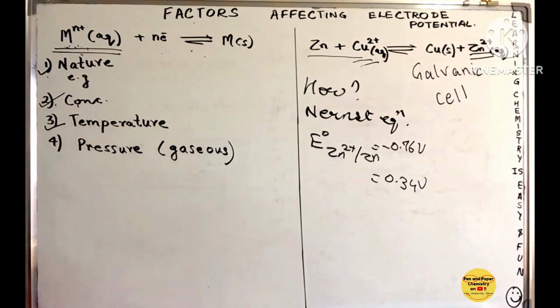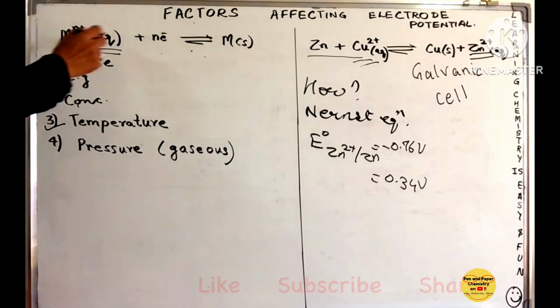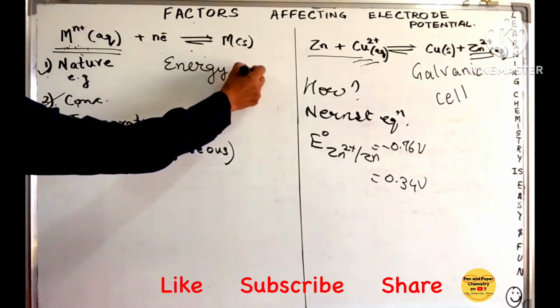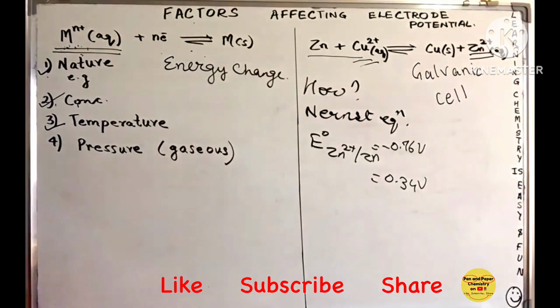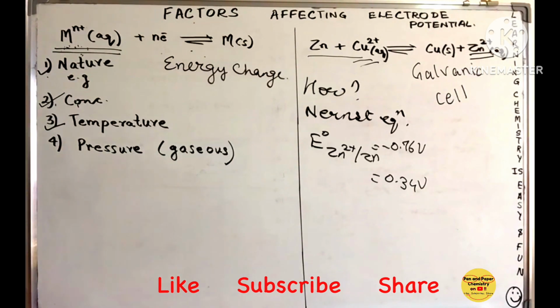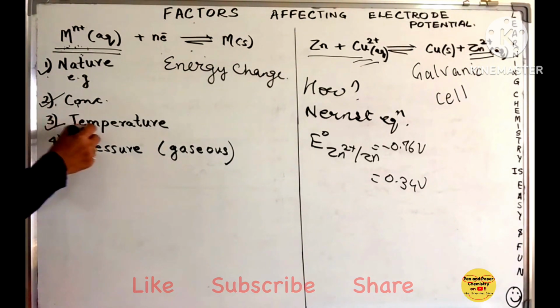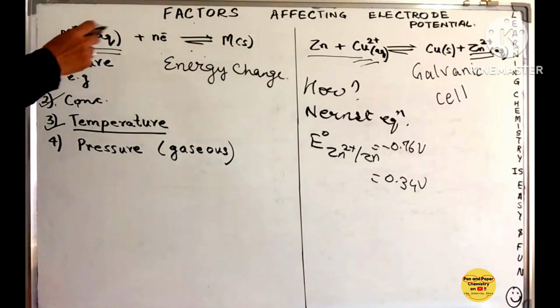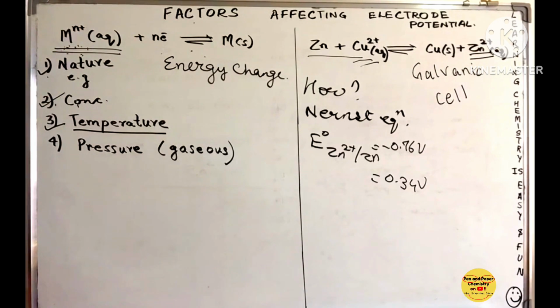Third is temperature. Again, going back to what we do under chemical equilibrium, we know that this is a process involving energy change. That means either heat will be liberated or absorbed. Usually heat change will be involved. Where there is heat change, temperature will be one of the factors to affect any equilibrium process. Pressure, yes, it does affect the electrode potential.